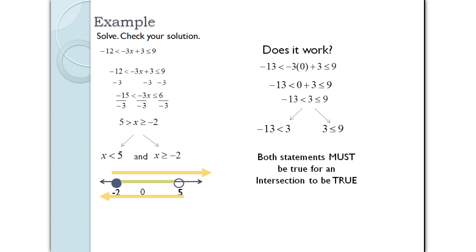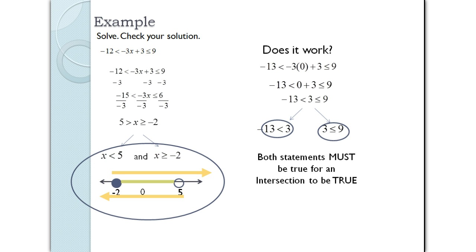That's a must. So let's go back up to our first inequality. Negative 13 is less than 3. Well, that's a true statement. And 3 is less than or equal to 9. That's a true statement as well. So I know my compound inequality is true. I've done everything correctly. If you would have checked your work and maybe this would not have been a true statement, that would have been your red flag that, hey, you did something wrong, you need to go back and check your work.